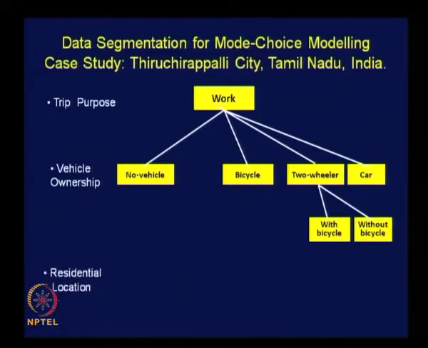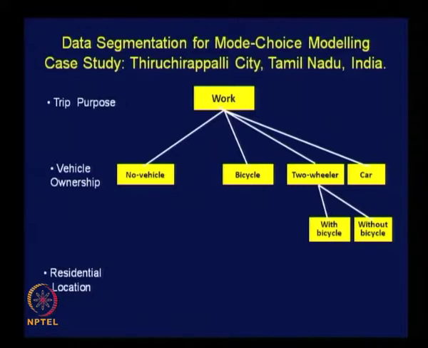Then I am introducing another aspect, namely residential location. This was very special for this particular city. There could be a situation in an urban area where the modal characteristics change over space in respect of a particular mode. In urban areas, you have the city center, then the municipal area surrounding the city center, and then the peripheral areas.